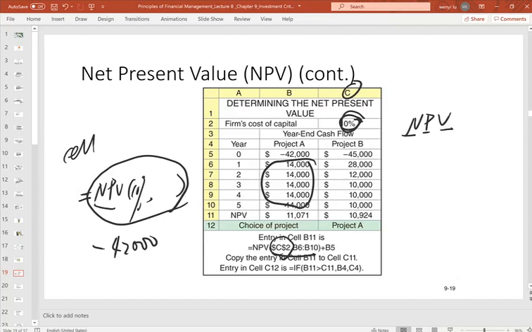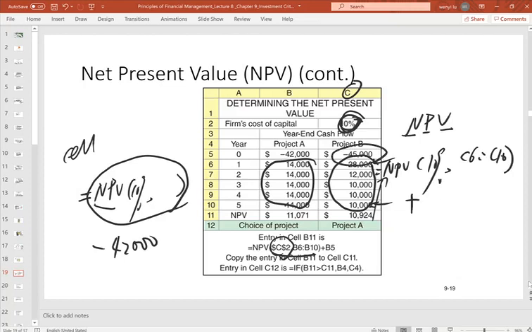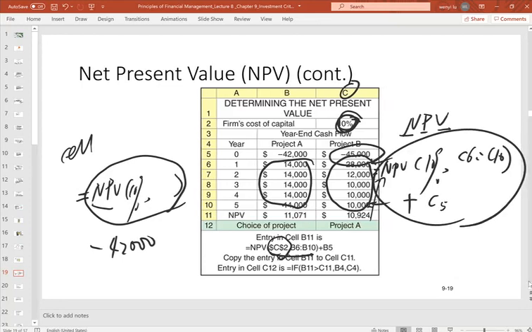For project B, it's the same. Also NPV equal, then you choose the 10%. Then you select this area from C6 to C10. After you finish that, you add the initial outflow at C5. So that's how to solve the NPV for project B.